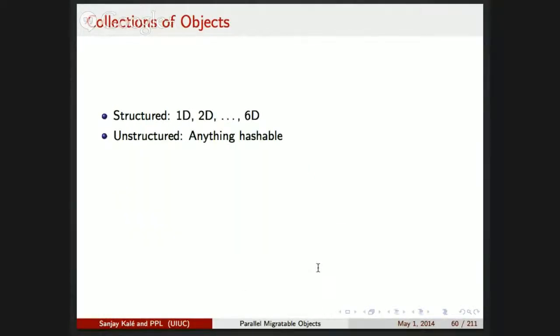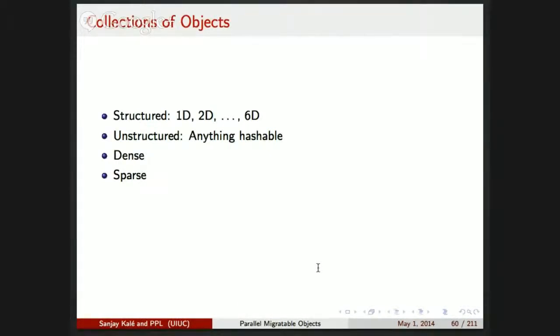So you can have very structured collections of a 1D, 2D, up to 6D collection of chares. You can also have an unstructured collection of chares where you actually provide the indexing yourself, and as long as that indexing is hashable, you can have a collection of chares defined in that manner. And these collections can also be dense or sparse.